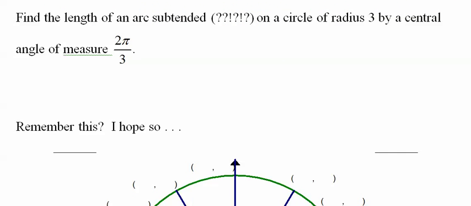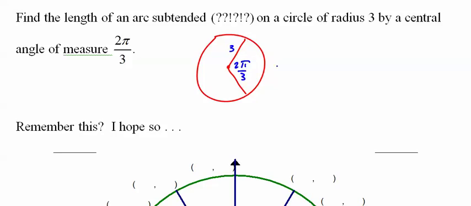Find the length of an arc subtended on a circle of radius 3 by a central angle of 2 pi over 3. So here's, I doubt that's to scale. I'd have to think about it a little bit harder, and that's painful. So the radius is 3, and this is 2 pi over 3. Well, arc length is just r times theta if theta is given in radians. So 3 times 2 pi over 3 equals 2 pi.